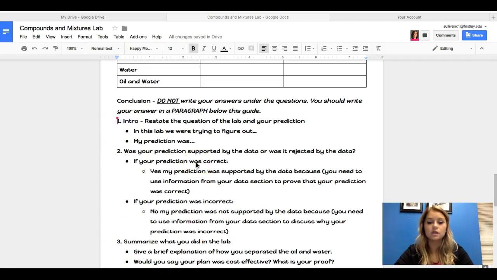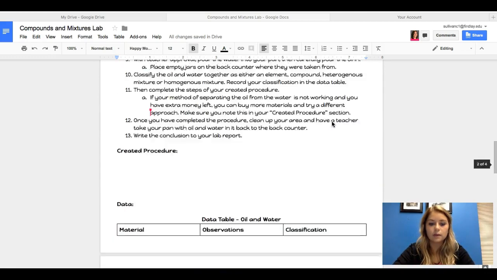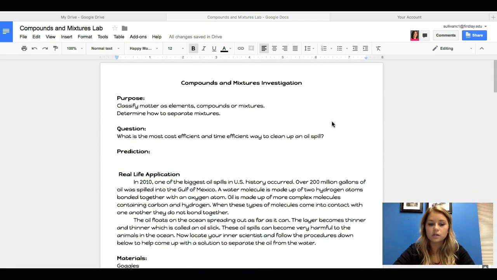The first thing that you need to write in your conclusion would be an intro. In this intro you need to restate the question of the lab and your prediction. If you're wondering where that is, scroll all the way back up to the top. Our question was, what is the most cost-efficient and time-efficient way to clean up an oil spill? You need to restate that question, and then you also need to restate your prediction, which you should have listed right here.